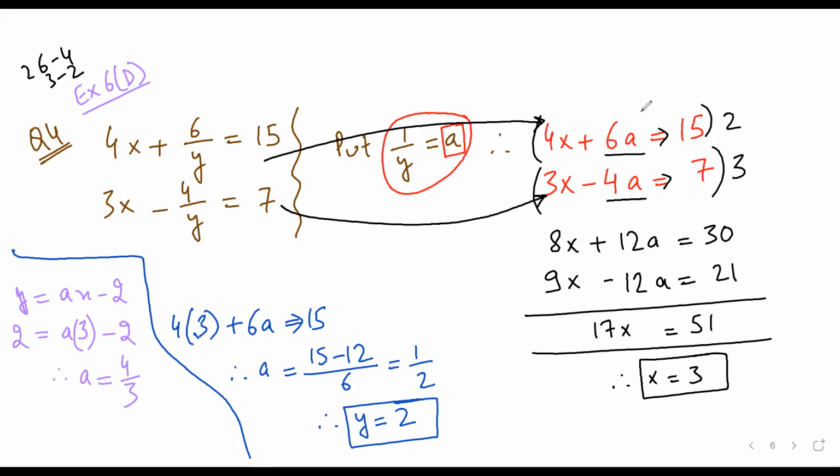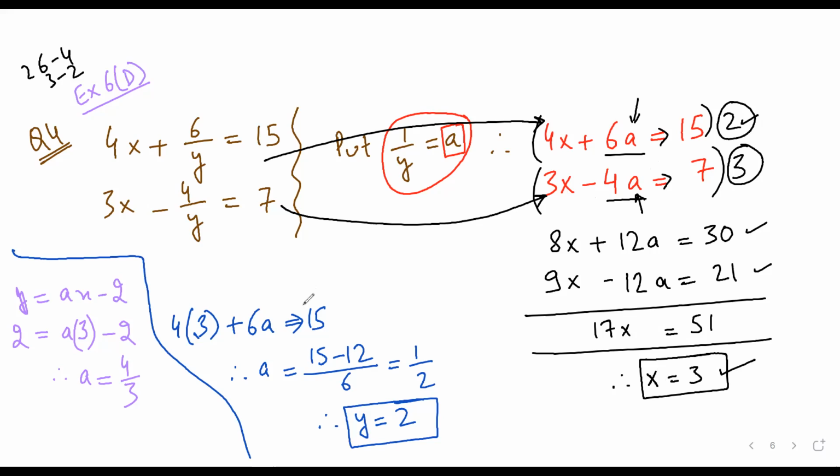Then I plan to eliminate a. To eliminate a, I multiply both sides of this equation by 2 and both sides of this equation by 3. These are the two equations that I get. I add the two equations. The value of x is 3. Once I have the value of x is equal to 3, I solve for a.